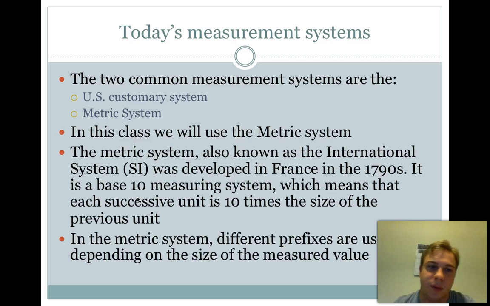Today's measurement systems. The two common measurement systems are the U.S. customary system and the metric system. In this class, we'll use the metric system. The metric system, also known as the International System, or SI, was developed in France in the 1790s. It is a base 10 measuring system, which means that each successive unit is 10 times the size of the previous unit. In the metric system, different prefixes are used depending on the size of the measured value.